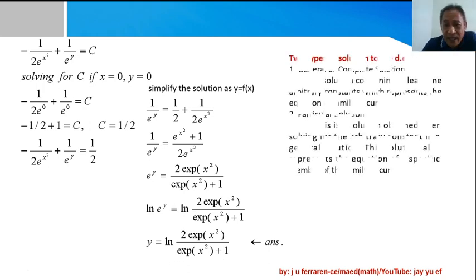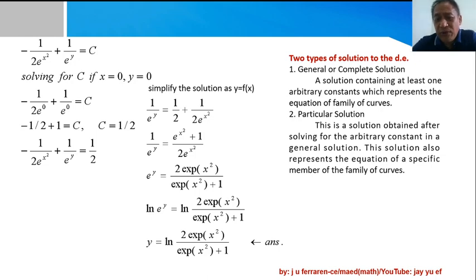Okay? Now, before I go, we have two types of solution here that we encountered. We have a general or complete solution, a solution containing at least one arbitrary constant, which represents the equation of the family of curves. This is a kind of solution known as a particular solution after solving for the value of c in the general solution. This solution represents the equation of a specific member of the family of curves.